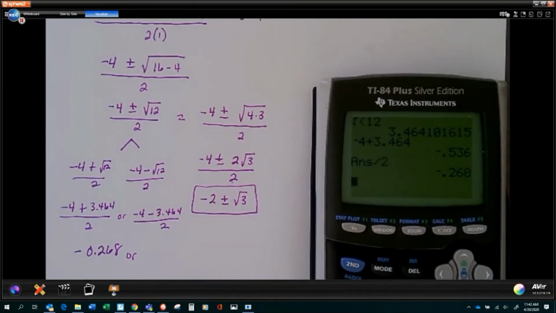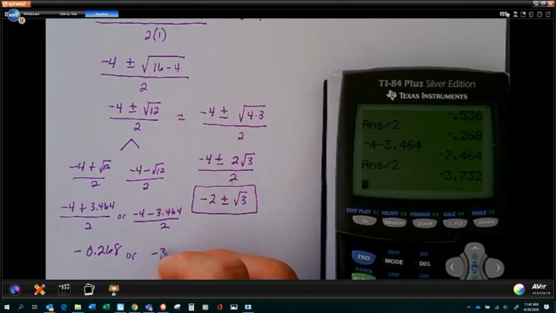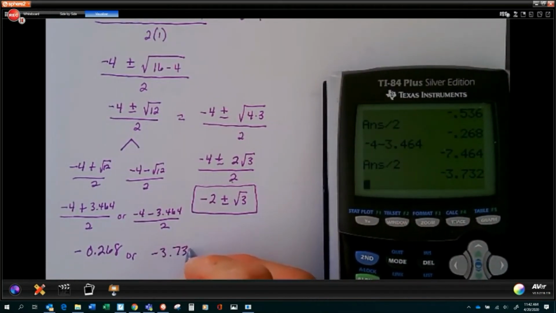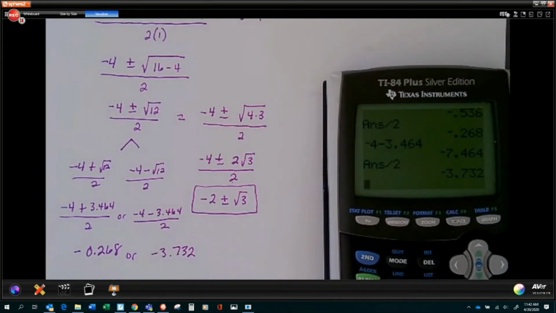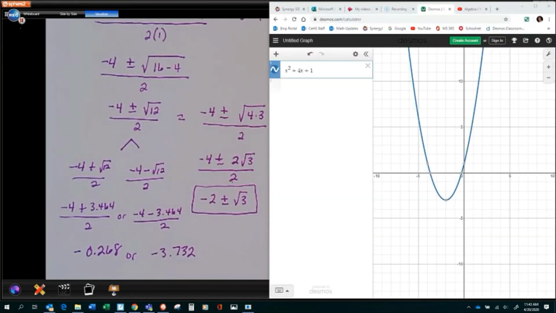Then we do the other route. We do a negative 4 minus this time 3.464 equals that divided by 2 is going to give us a negative 3.732. And just double checking in Desmos, again, there are my roots or my zeros, negative 3.732 and a negative 0.268. Those are my x-intercepts or my solutions to this quadratic using the formula.